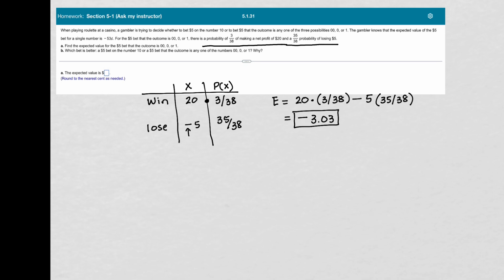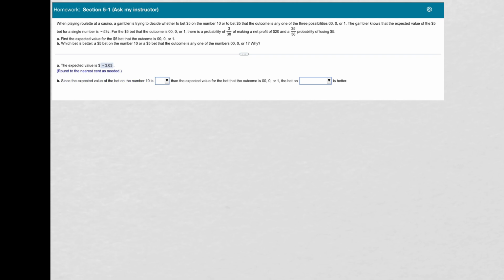Now we want to look at part B. Here, we are comparing which is better, a $5 bet on the number 10 or a $5 bet that the outcome is any one of the numbers 00, 0, or 1. So the expected value of betting on the number 10, they told us, was a negative 53 cents. So negative 0.53. And what is the expected value for 00, 0, or 1? And that was a negative $3.03.